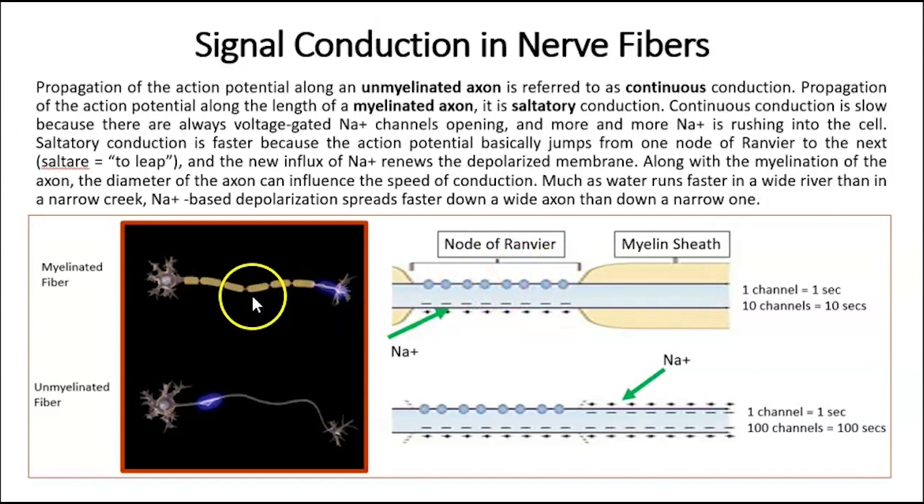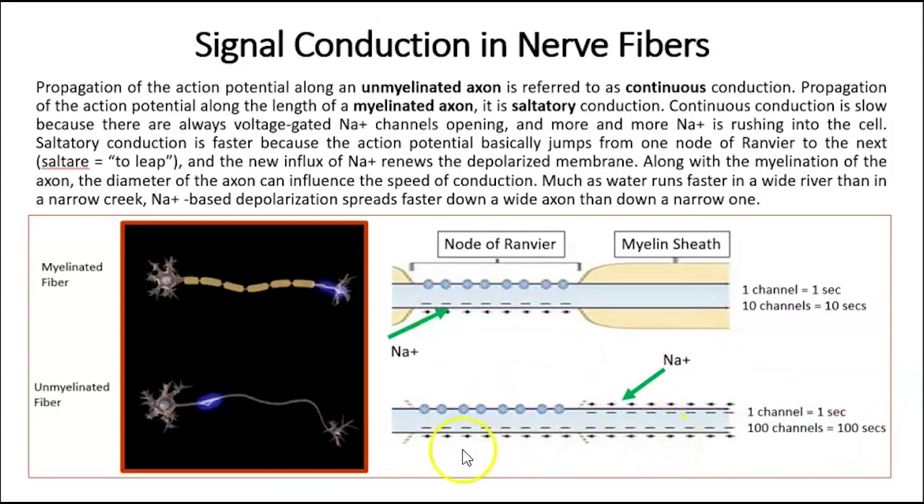So let's say that we have 10 channels. So then, in this case of the myelinated fibers, we need to open 10 channels only. Since we said that we need to use 1 second to open each channel, it's going to take you only 10 seconds. Why? Because you need to open only 10 channels. And 10 seconds is faster than 100 seconds. In conclusion, the myelinated fiber transfers the impulse way faster than the unmyelinated fiber.